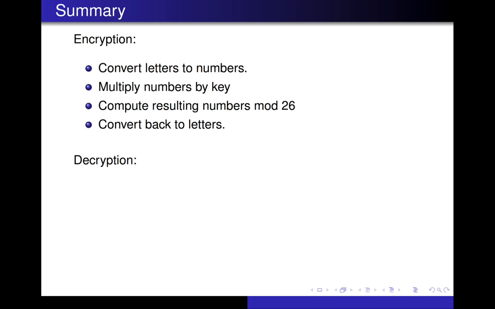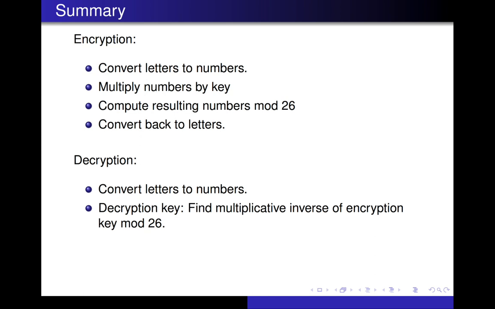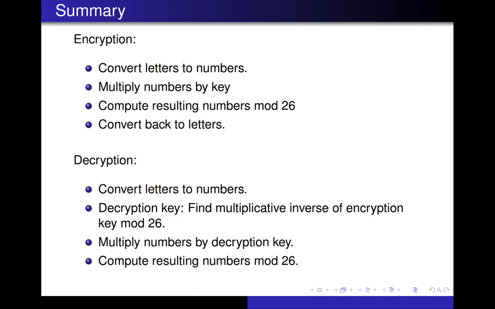For decryption, you're going to first convert the letters to numbers again. Your decryption key is going to be the multiplicative inverse of the encryption key, mod 26. So you take your encryption key from encryption, and you find its multiplicative inverse, mod 26. That's going to be your decryption key. You're going to multiply each of those numbers in the ciphertext by your decryption key, then compute the resulting numbers mod 26, and then finally convert those back to letters, and that takes you back to the plain text.